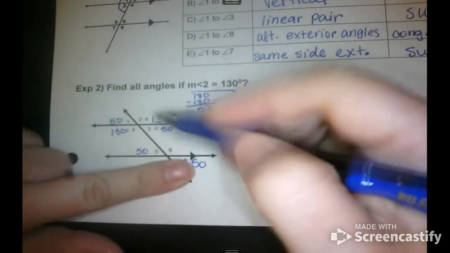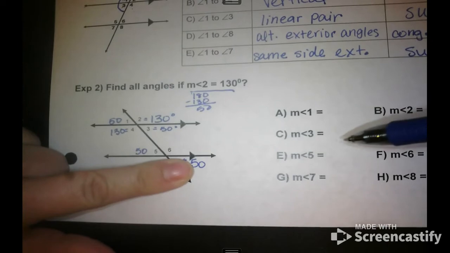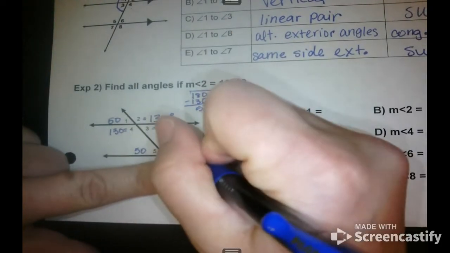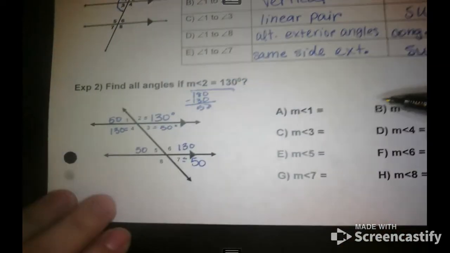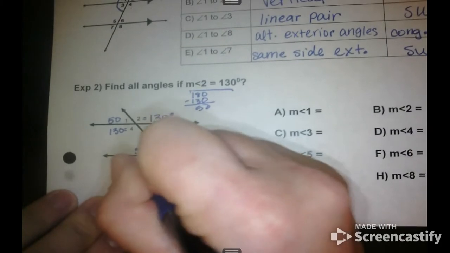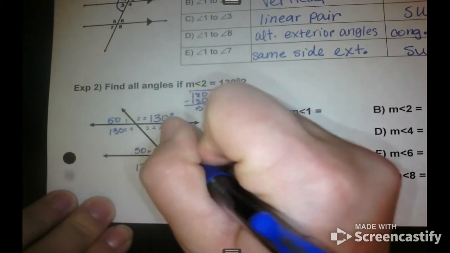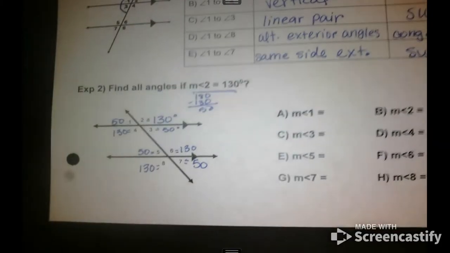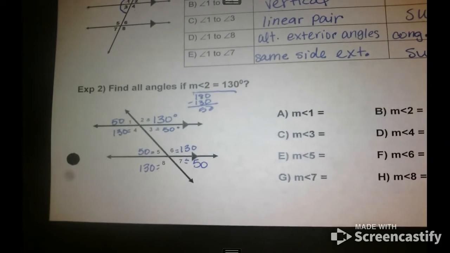Okay. Well, if I know 50 plus something has to equal 180, what would 6 be? 130. What would 8 be? 130. Did we need any other numbers? No. Was that extremely difficult? No. What did you have to know? The definitions, the angles. What types of angles mean what? Okay. So we could go and fill that in.